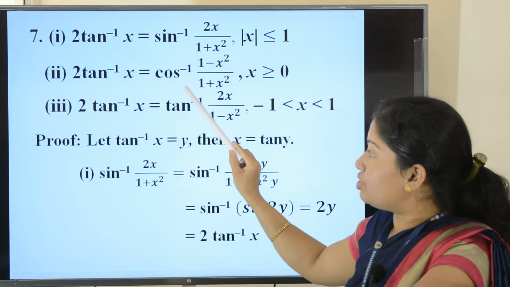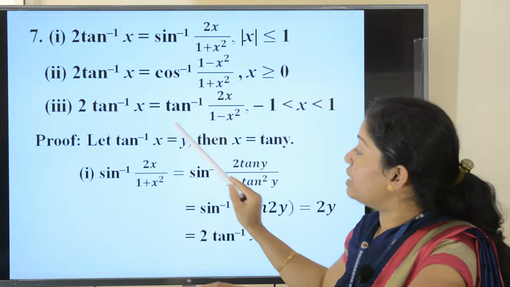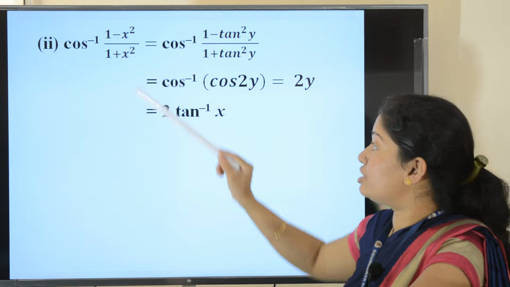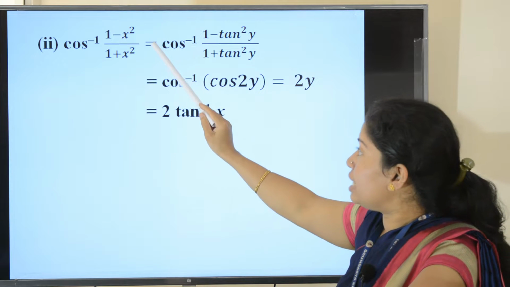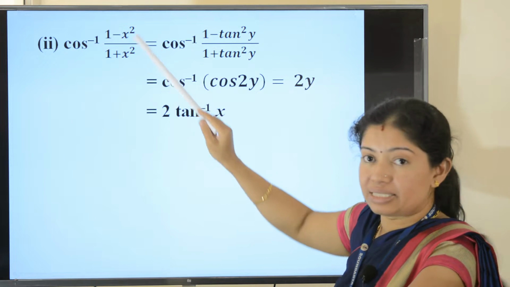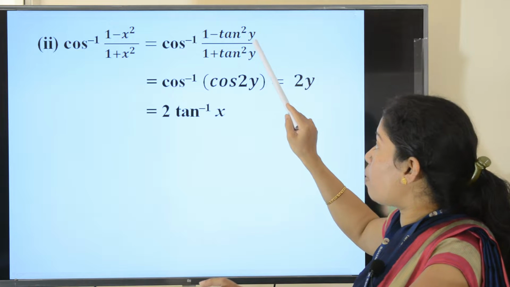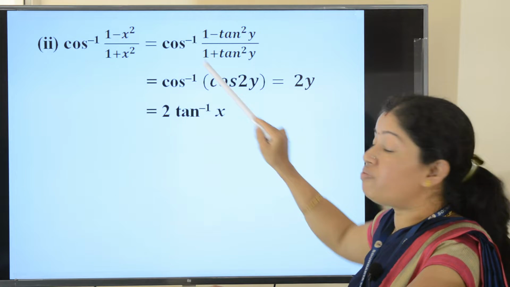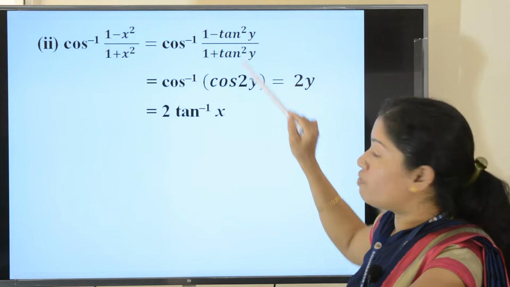Let us go to the second result. Second result also you will take tan inverse of x as y only. If you take tan inverse of x as y, then x will become tan y. So let us take the right hand side of our second result, that is cos inverse of 1 minus x square divided by 1 plus x square, that is equal to cos inverse of 1 minus, now replace x by tan y. So this x square will become tan square y divided by 1 plus tan square y. Now students, this is the formula of what? This is the formula of cos 2y. So we will get cos inverse of cos 2y.